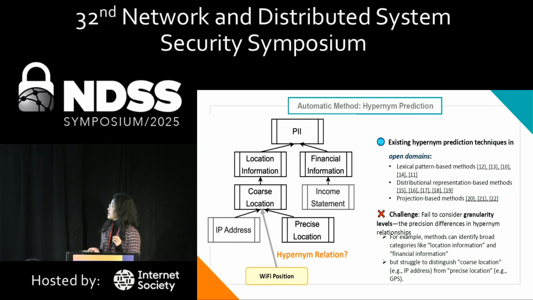Existing hypernym prediction techniques in the open domain include lexical pattern-based methods, distributional representation-based methods, and projection-based methods. Those methods are effective in identifying broad categories like location information and financial information. However, they fail to consider the granularity layers. For example, they cannot distinguish coarse location and precise location, even though they actually have a hypernym relationship.